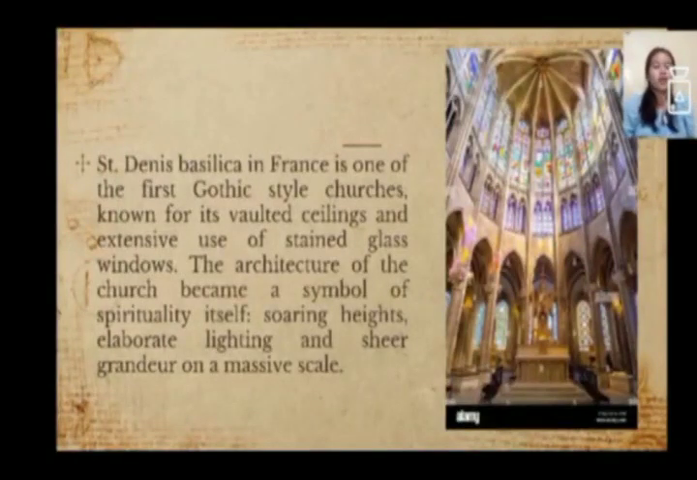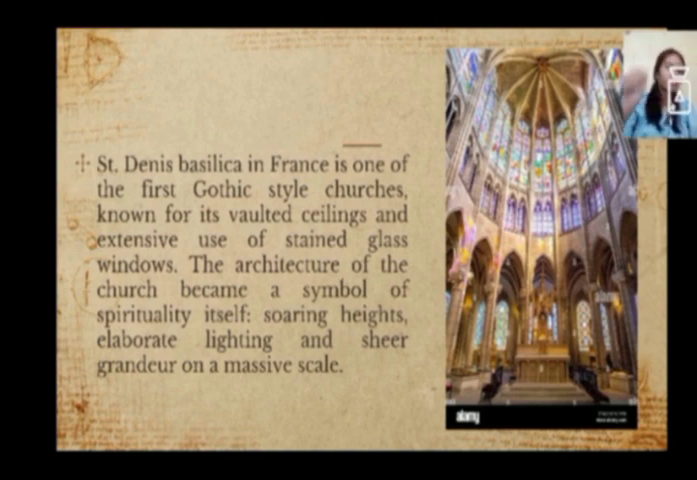So next we have the Saint Denis Basilica in France. It is one of the first Gothic-style churches. So if you search for Gothic-style churches, you will see they have something like pictures up high. It is known for its vaulted ceilings and extensive use of stained glass. Right? Stained glass windows.